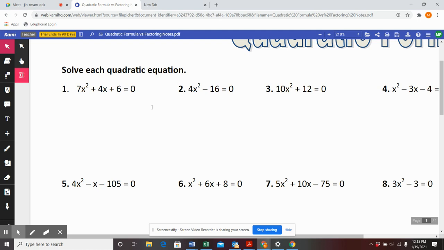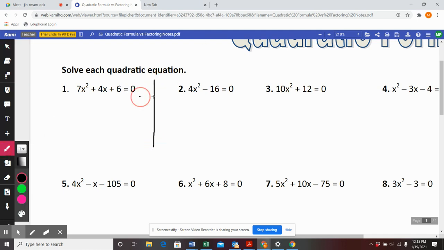Is there a greatest common factor in 7, 4, and 6? Does 7, 4, and 6 have anything alike? Any multiples? 2, 3, 4, 5? No, right? Okay. So what we do is we do the A times C. So A times C is 40.